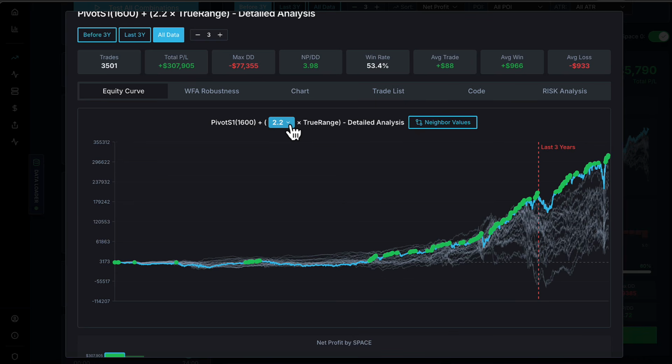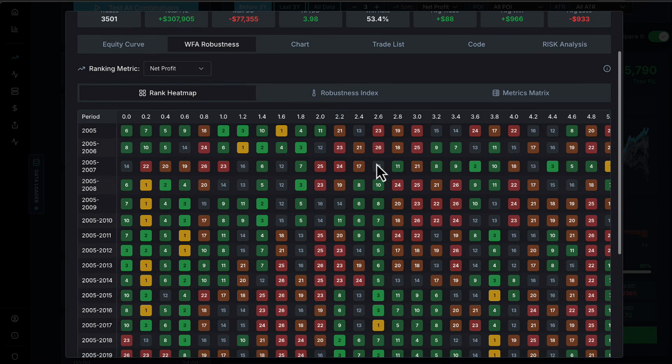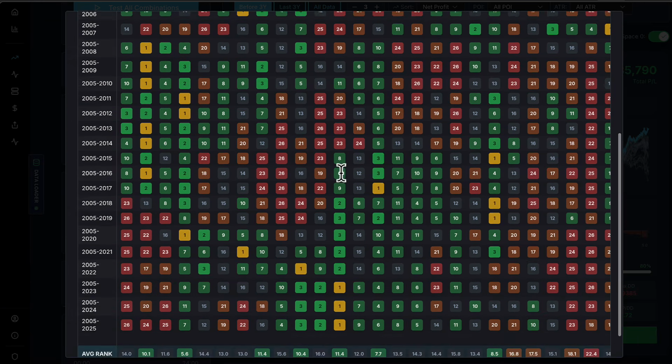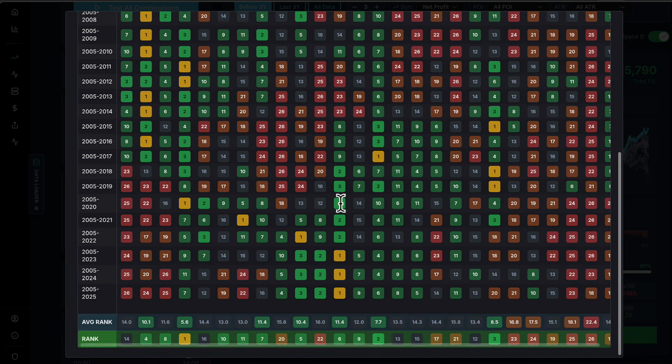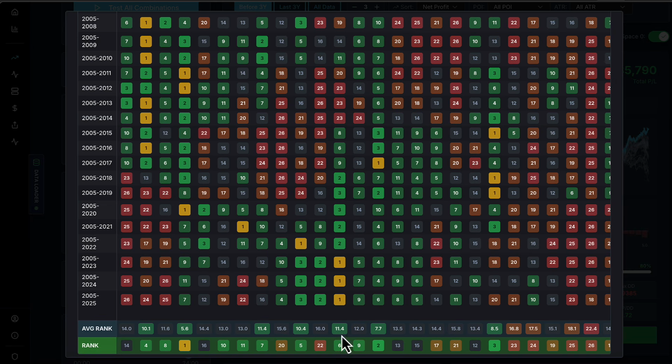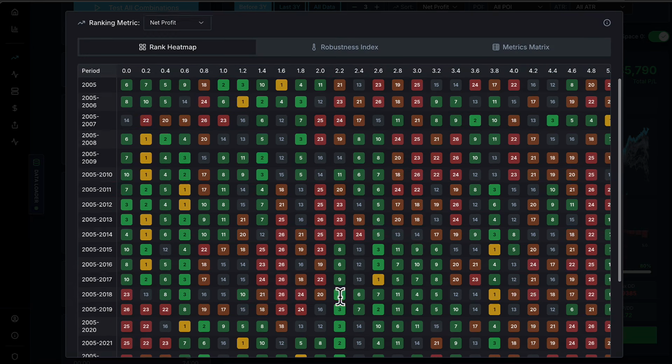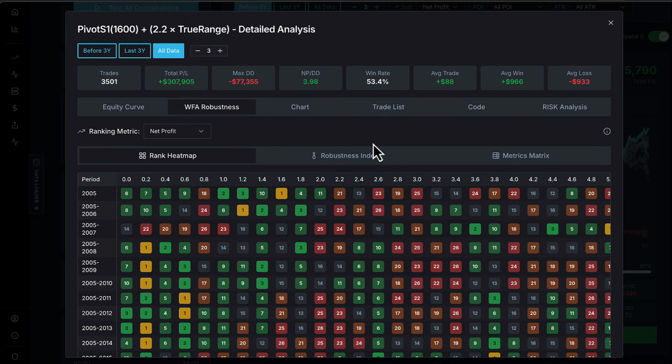So let's see what the robustness would be. 2.2 would be the preferred multiplier of true range, and in the robustness test, if we have a look at 2.2, we can actually see in the walk forward analysis that for the last 3 years it is the number one winner on the unseen data, and before it was second, third, second place. So the overall score is pretty high, and this looks like a pretty good foundational model.